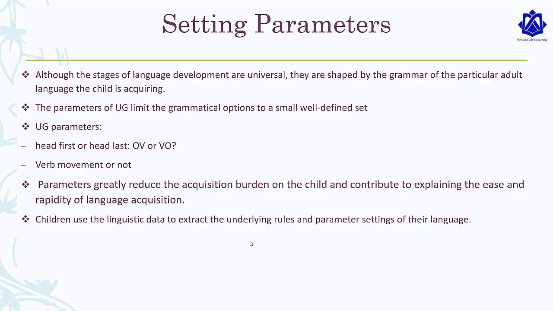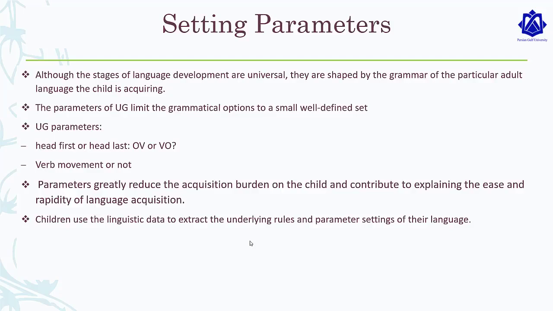Also, about verb movement, in some languages, in order to make a question, the main verb moves to the beginning of the sentence and the sentence becomes a question. We form a question, it becomes interrogative, by moving the main verb to the initial position in a sentence. But in English, the verb cannot move. The auxiliary should be moved in order to form a question. So this is also a parameter.